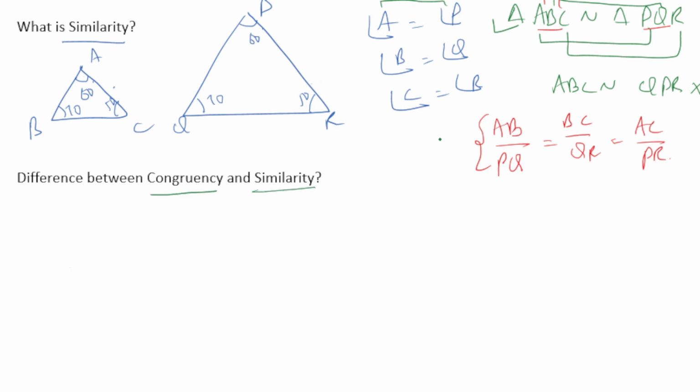And what is the difference between congruency and similarity? In similarity, the corresponding angles are equal and the ratio of the corresponding sides is the same. But in congruency, the corresponding angles are equal and the corresponding sides are also equal, then we say the two triangles are congruent.